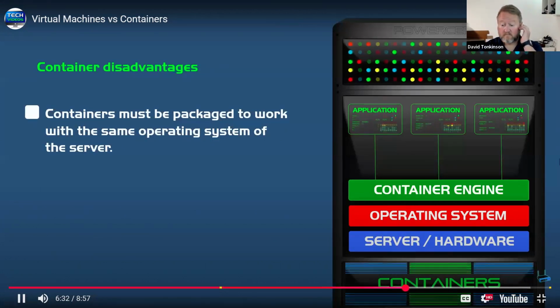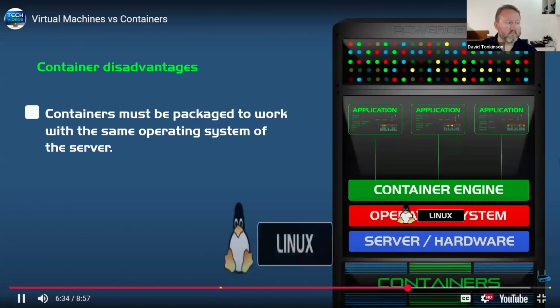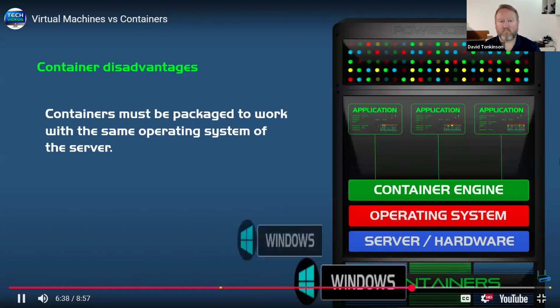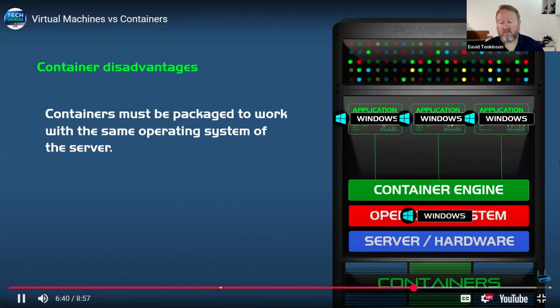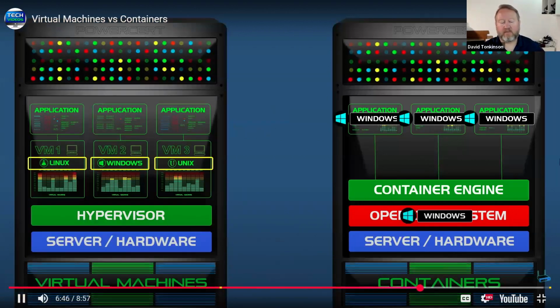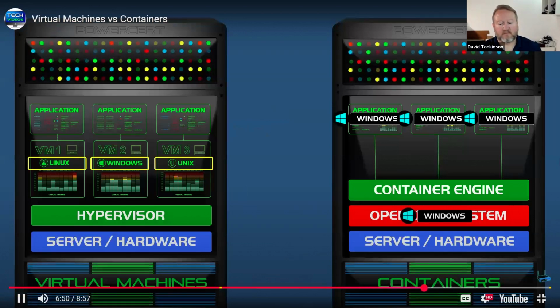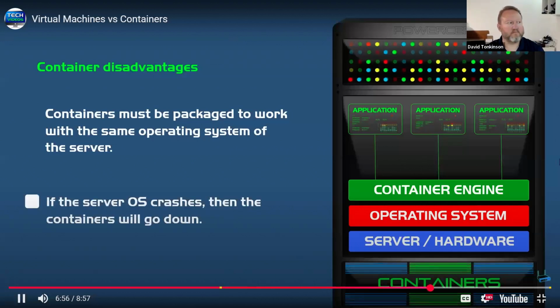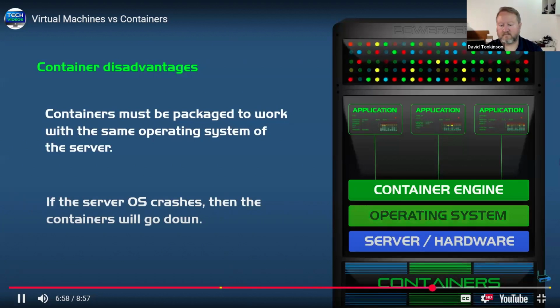So if the server's operating system is Linux, then the container file must be Linux-based. If the operating system is Windows, then the container must be Windows-based. But with virtual machines, this isn't a problem. A VM can run any operating system it wants. Another disadvantage is that since the containers share the underlying operating system between them, if the operating system on the server crashes, then all the containers will go down.